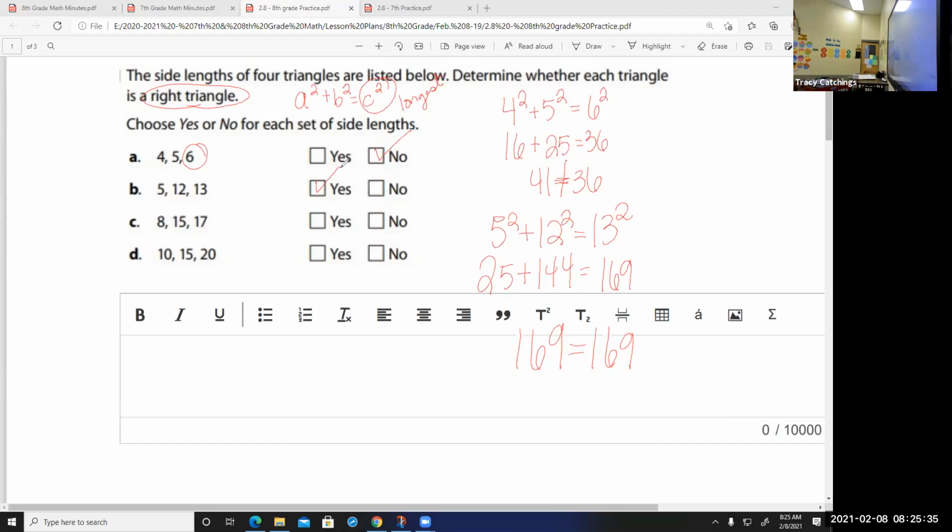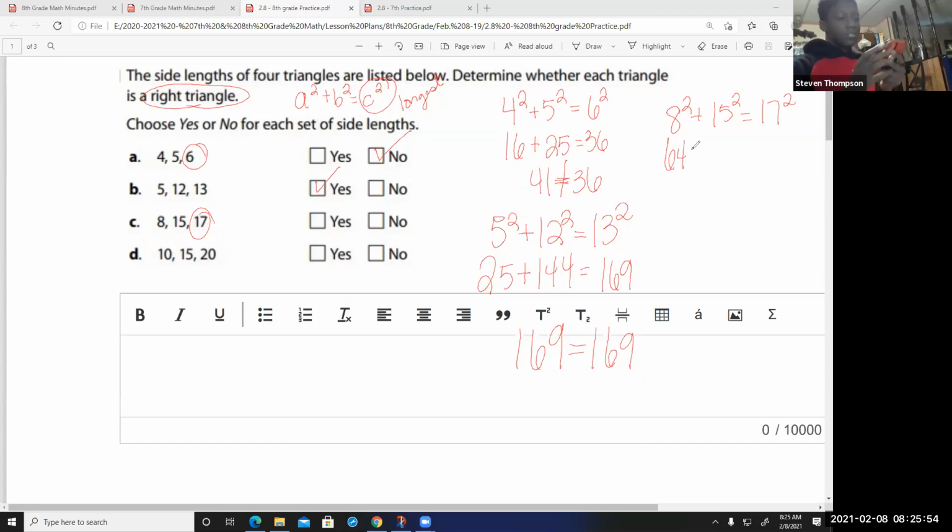Looking at C, which would be our hypotenuse? 17. Good job. So that means we will have 8 squared plus 15 squared, trying to prove if it equals 17 squared. What's 8 squared? 64. All right, 15 squared. 225. All right, 17 squared.